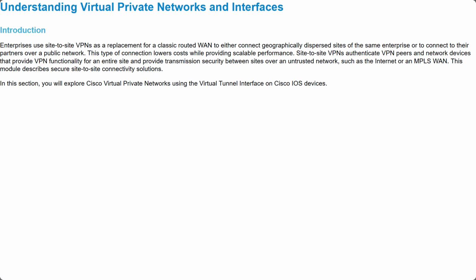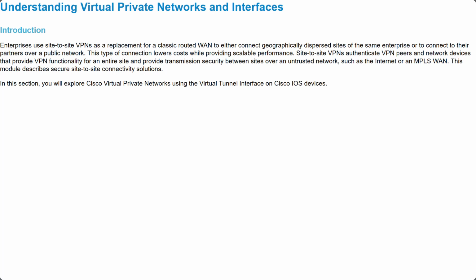We can authenticate our peers. We can authenticate the devices that are functioning within the VPN, whether we choose to do some sort of pre-shared key authentication or certificate-based authentication, and so on. And we can even use these virtual private networks as an overlay, if you will, to a traditional internet-based connectivity, or an MPLS WAN.